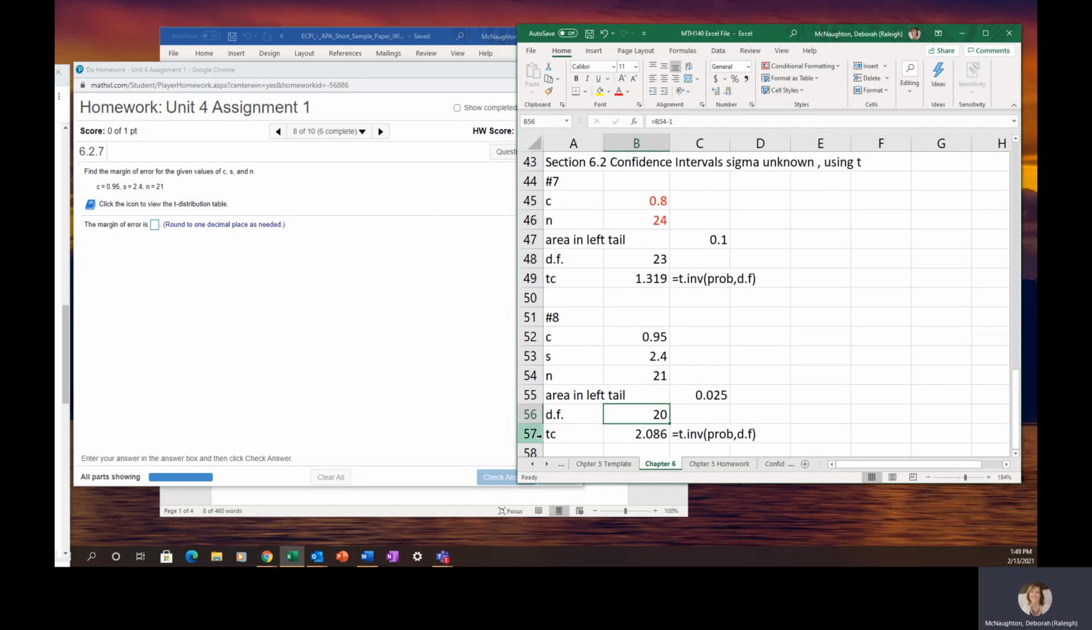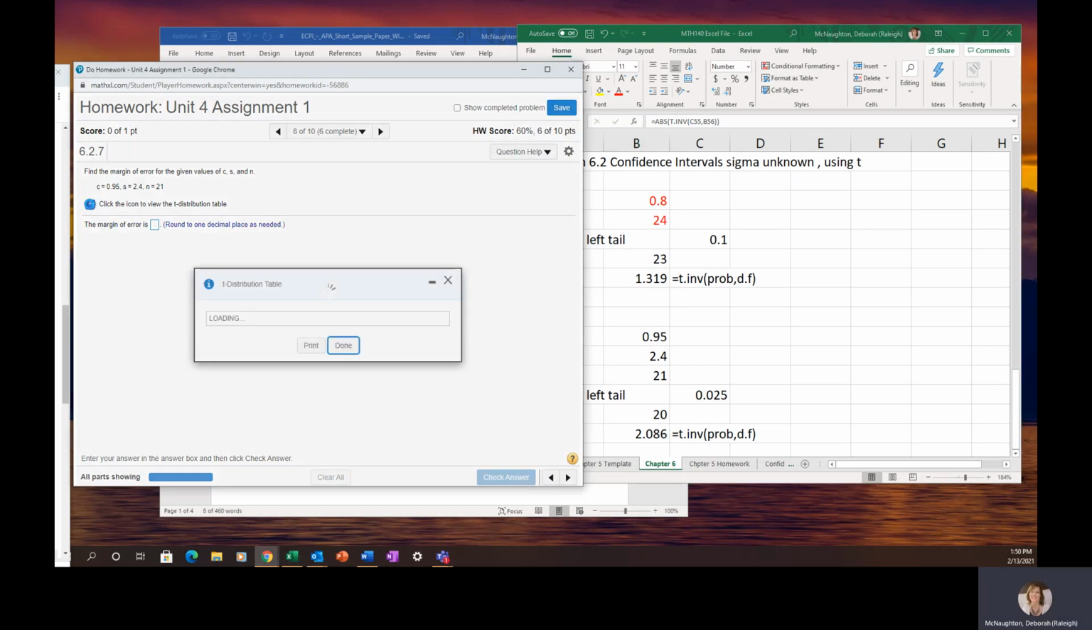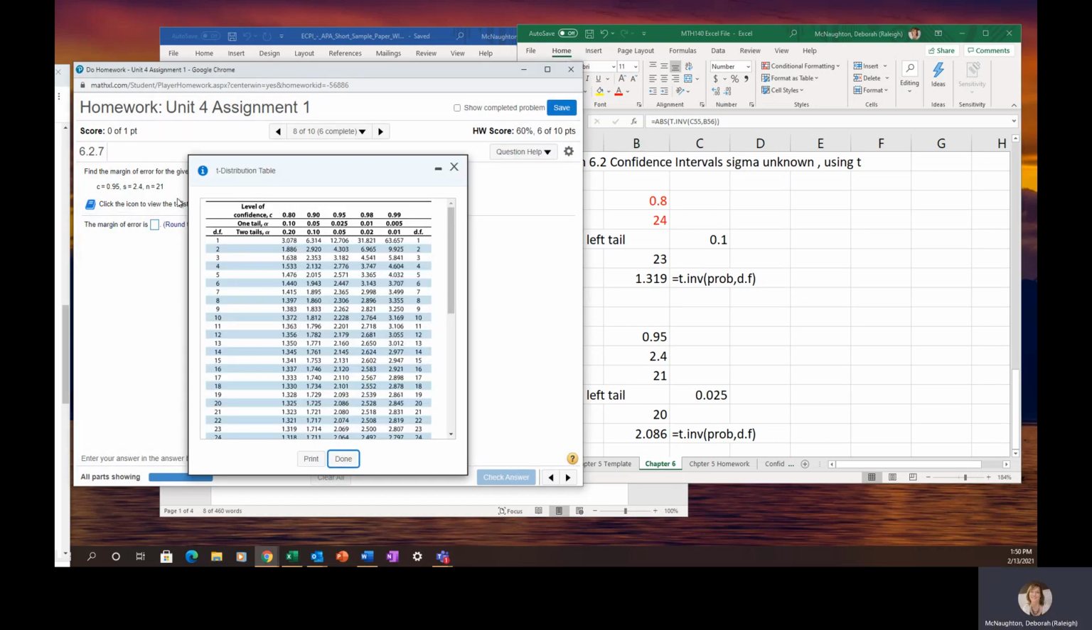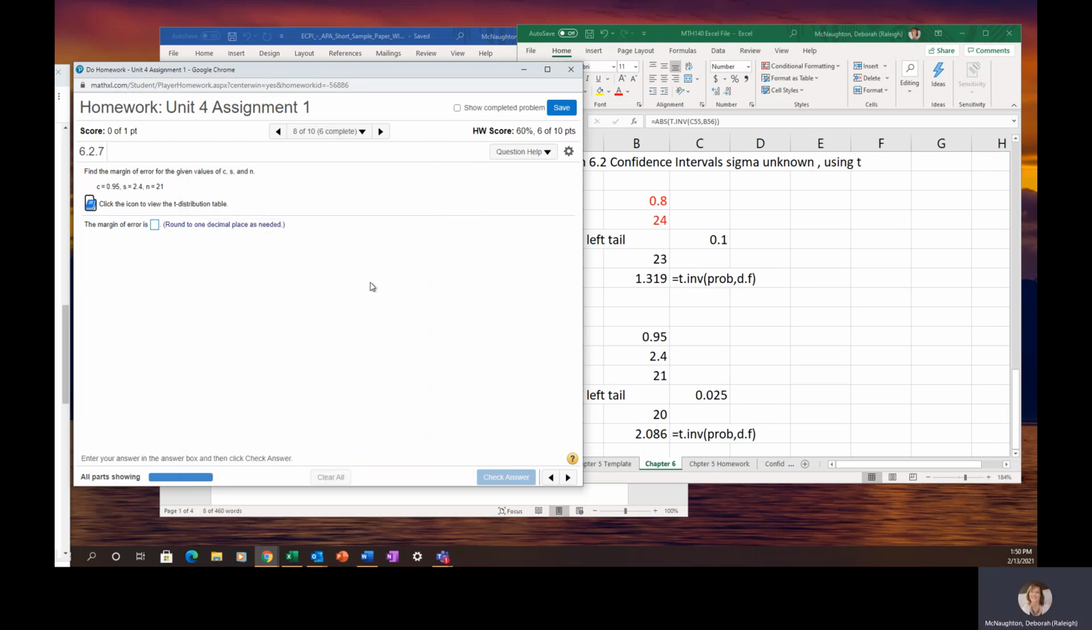And then my TC is the absolute value of T.INV, the probability, and then the degrees of freedom. All right, so that's how we find T. We can also look it up in the table. So now N is 21, so my degrees of freedom are 20. And here it is for the 95% confidence interval, 2.086. So those match. Okay, so you can get it from either place.